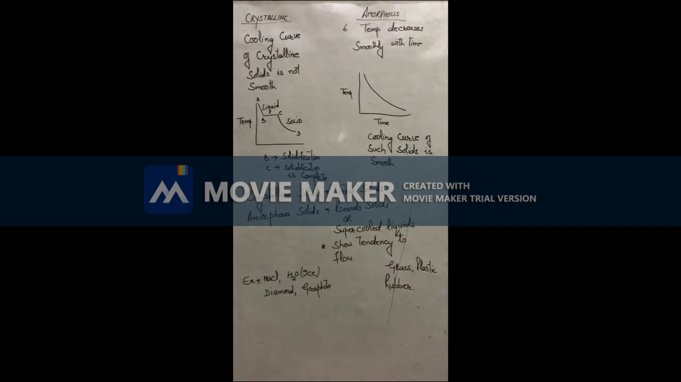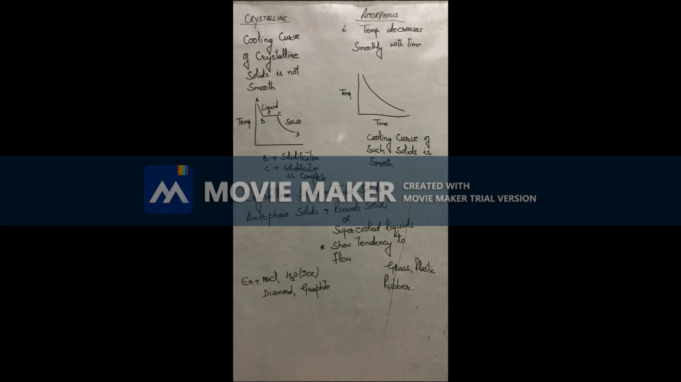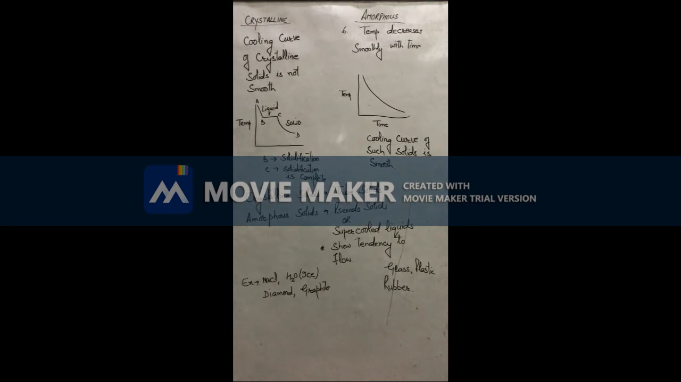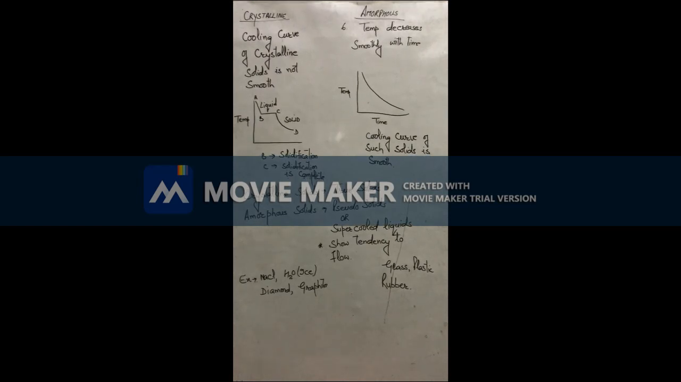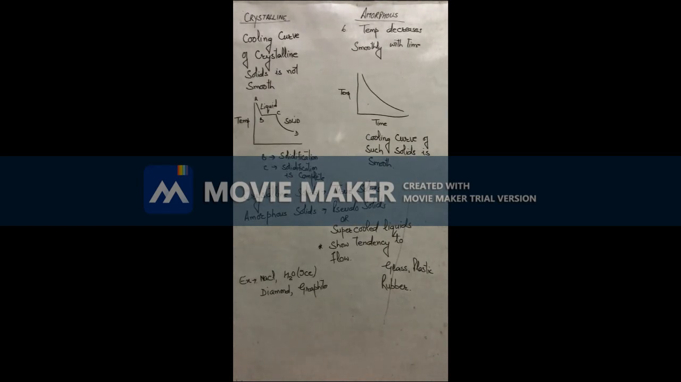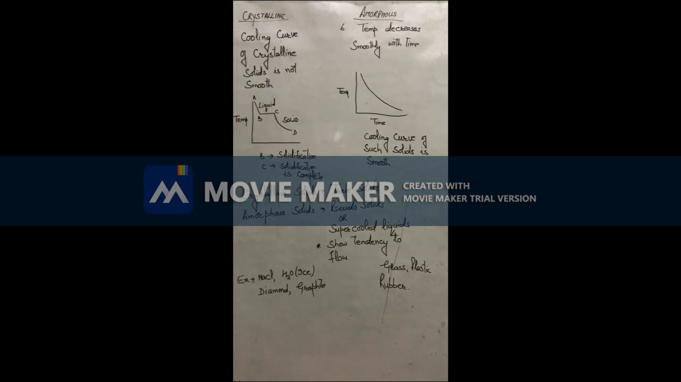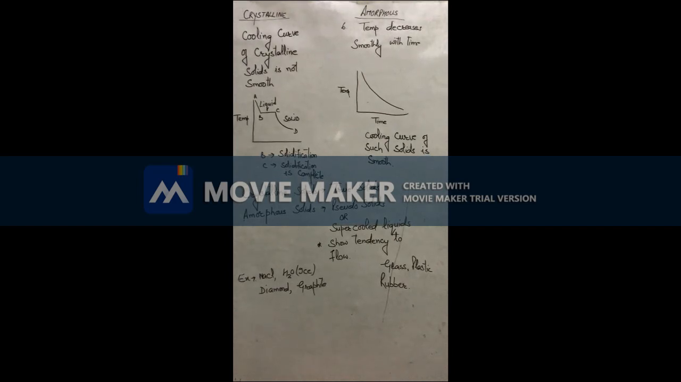What do you notice in amorphous solid? Temperature decreases smoothly with time. So the cooling curve of such solid is smooth. This is the point of difference. And now in short we can say crystalline solids are also known as true solids, right? And amorphous solids are known as pseudo solids. कभी कभी 1 mark का question आता है, what are pseudo solids? Pseudo solids are also known as amorphous solids, or it is known as super cooled liquid, right?